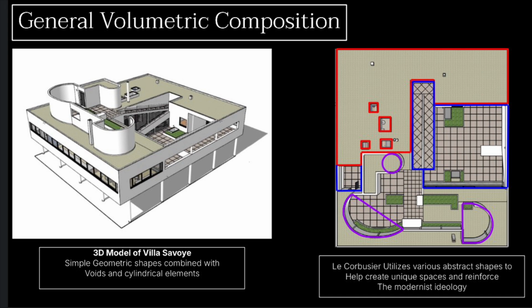Villa Savoye, designed by Le Corbusier, is made up of simple geometric shapes that work together to create interesting spaces. The main part of the house is a clean rectangular box that looks like it's floating above the ground. This effect comes from the use of pilotis, which are thin columns that lift the building up and leave the ground level open and free-flowing. The columns contrast with the box because they are cylindrical, adding a different shape to the design.